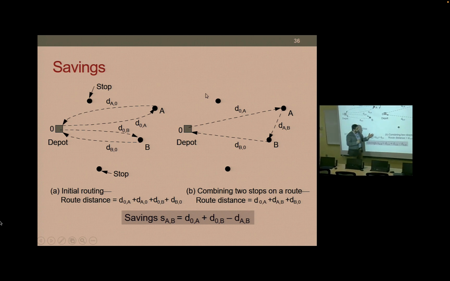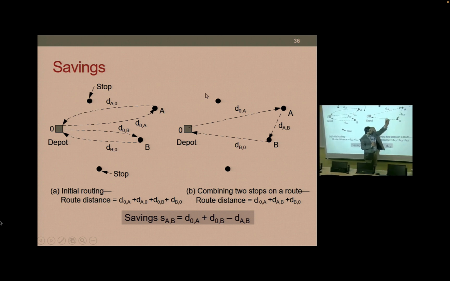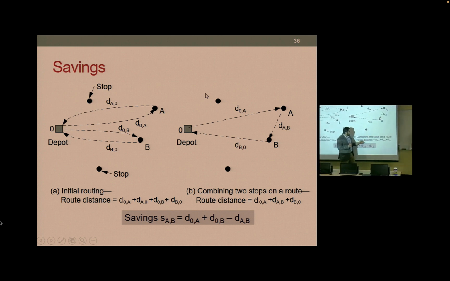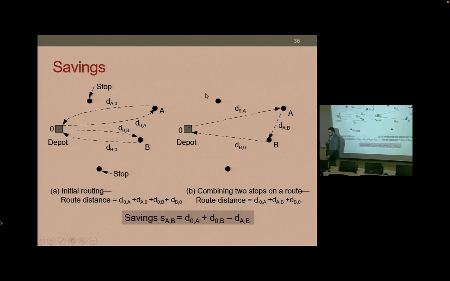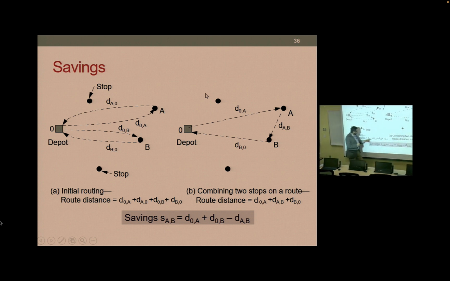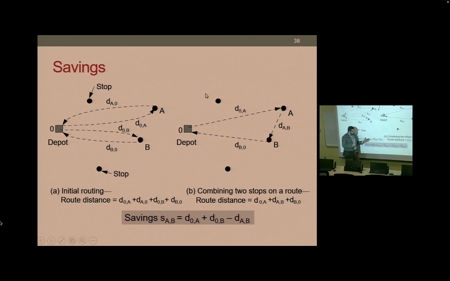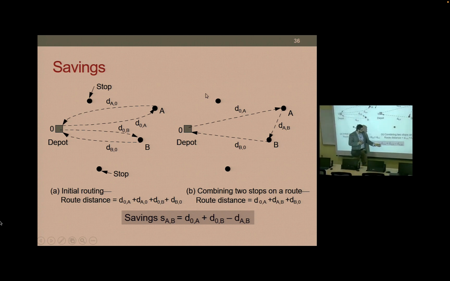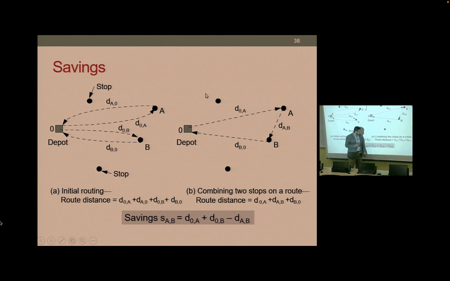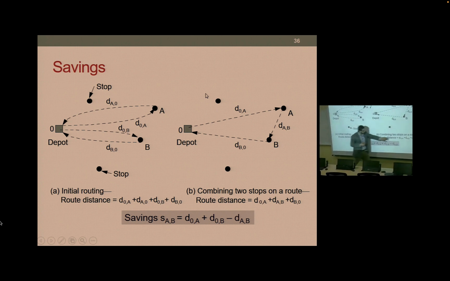When I improve the solution by hitting both A and B in the same route, my distance becomes D0A plus DAB plus DB0, where 0 represents my origin or my warehouse. If you subtract that distance from this distance, you get the savings, which is the difference in the two distances, which is how much distance you saved by doing this route versus the worst route. The savings are going to be D0A plus D0B minus DAB, because just this number minus this number.